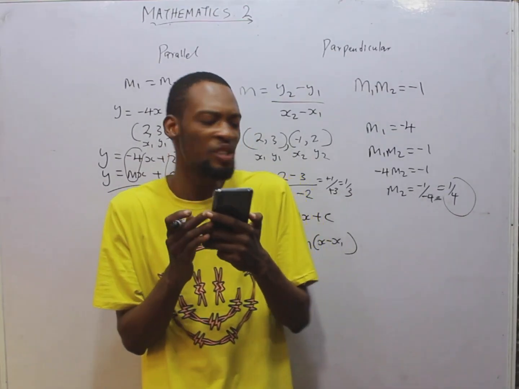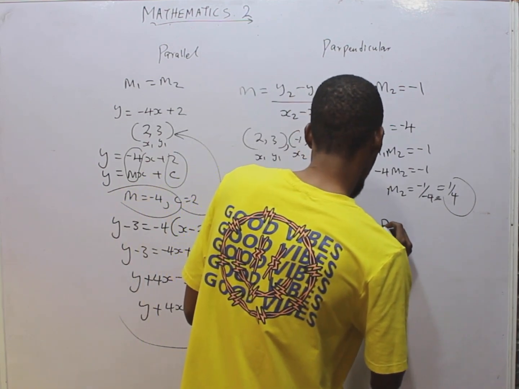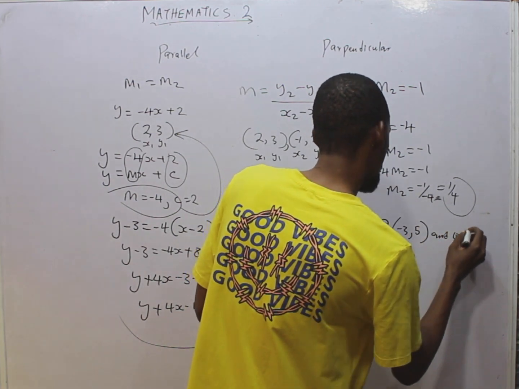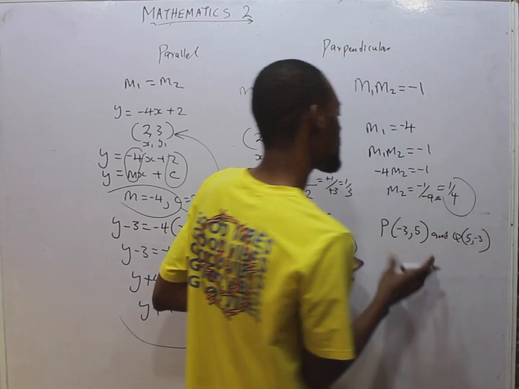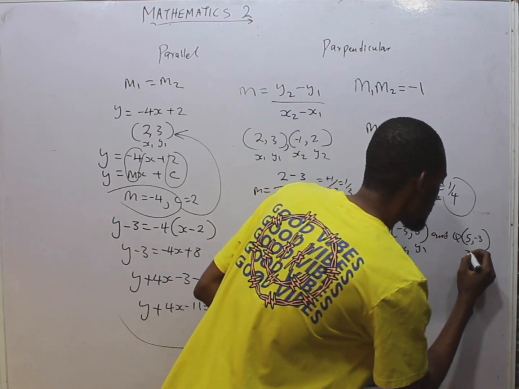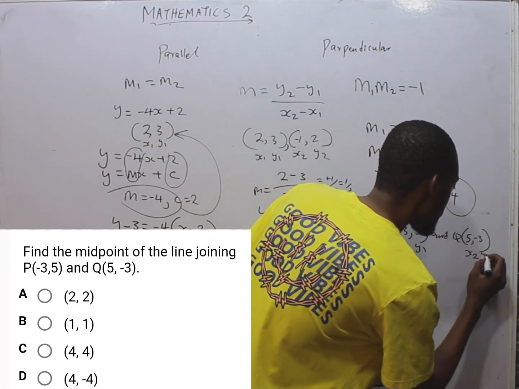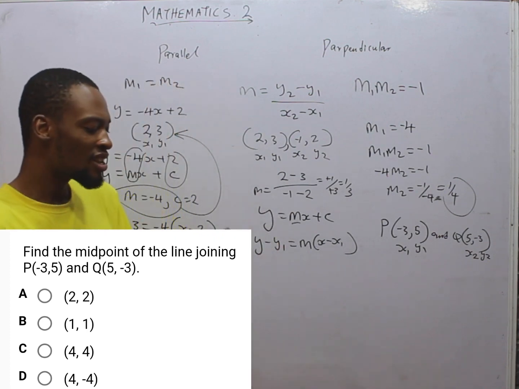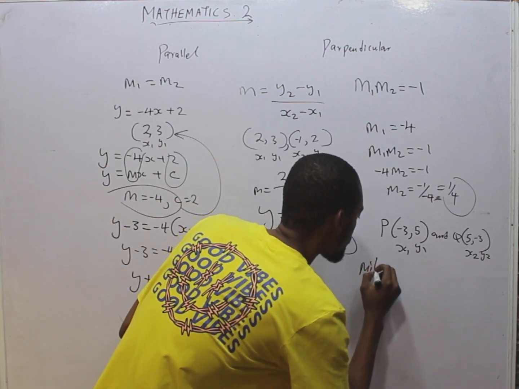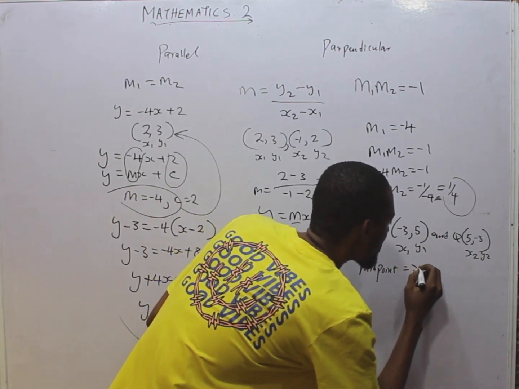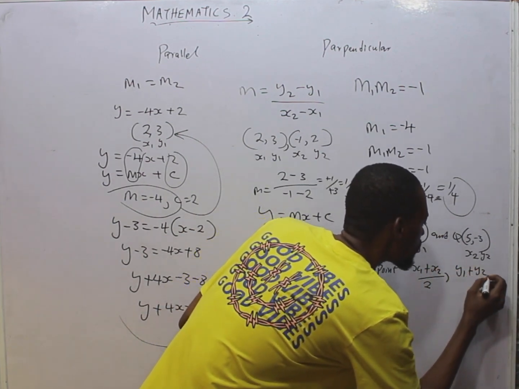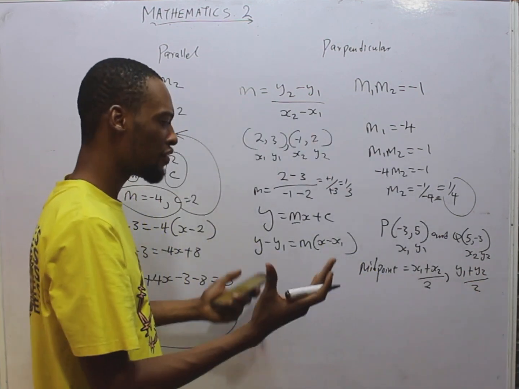Find the midpoint of the line joining P minus 3, 5, and Q. These are the coordinates of the lines. So this is simply x1, y1, x2, y2. So it says find the midpoint. To look for the midpoint of lines, it is very, very easy. Midpoint is simply equals x1 plus x2 over 2, comma, y1 plus y2 over 2. This is the formula for midpoint.